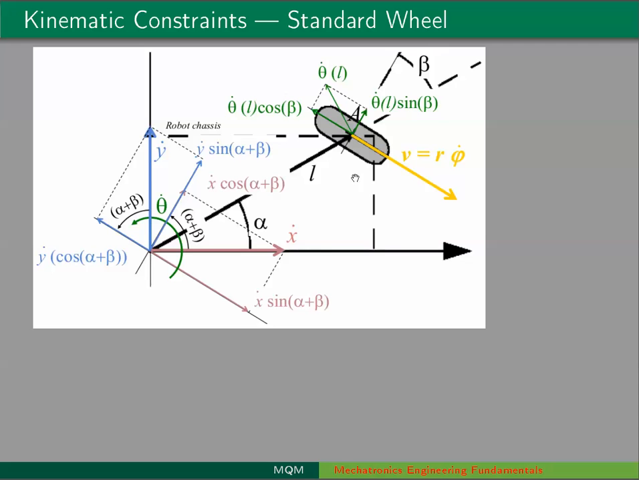So what we can say is that if we add up all these velocity components that are in the direction of the wheel plane, they are equal to r times phi dot. So this theta dot times L cosine beta, this x dot sine alpha plus beta, and y dot times cosine alpha plus beta, all those add up to r phi dot. And then the sum of all the velocity components perpendicular to the wheel plane add up to zero. So this velocity plus this velocity plus this velocity add up to zero.